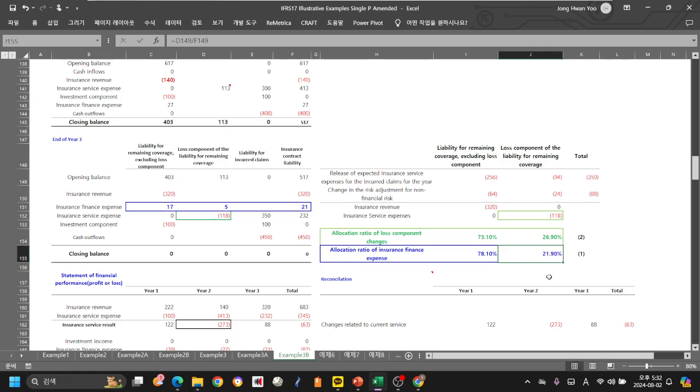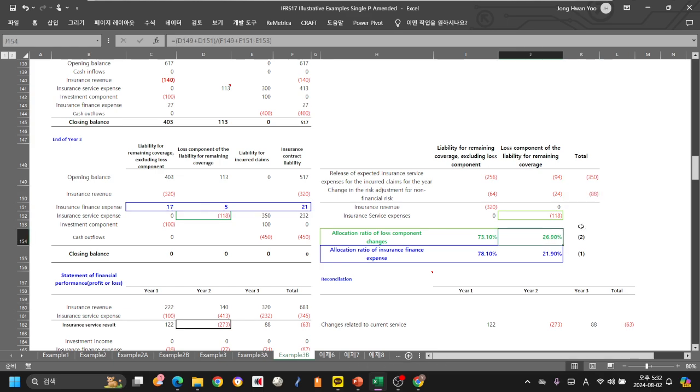And this one is just the other side. So 21 is decomposed into that portion, and 78.1, so it adds up to 21, right? And once you have done that, we are going to allocate the building block 1 2 3 estimate portion for year 3, because this one is going to be recognized as insurance revenue.